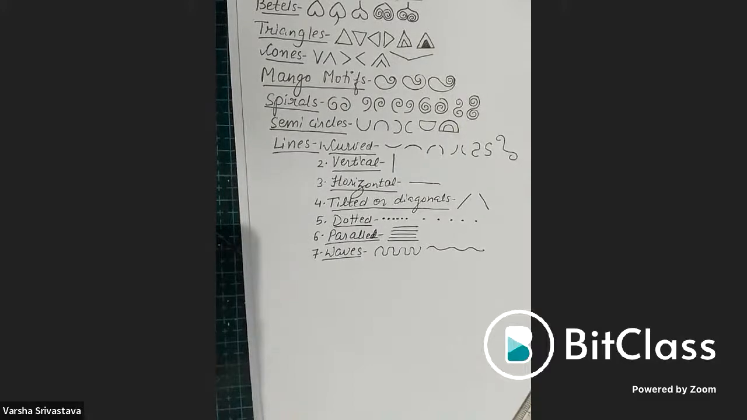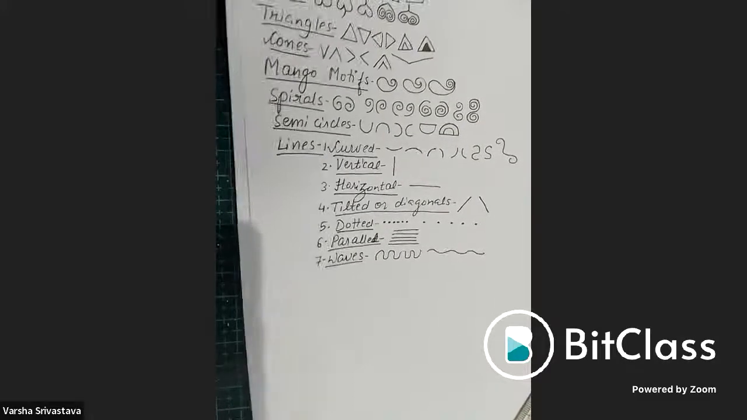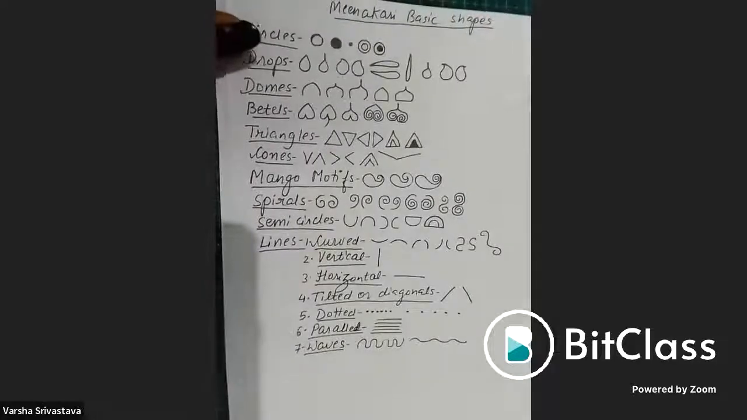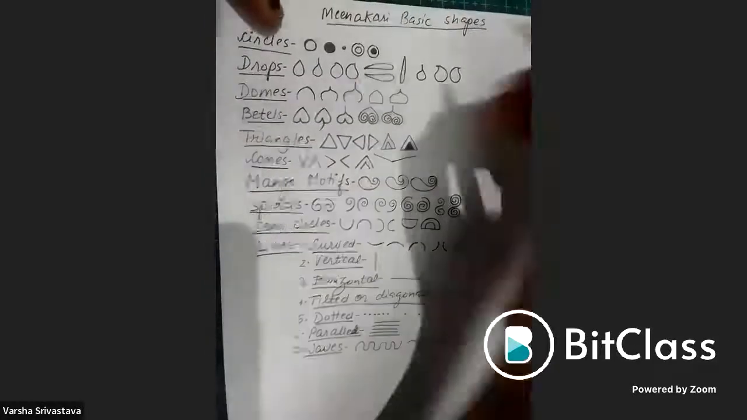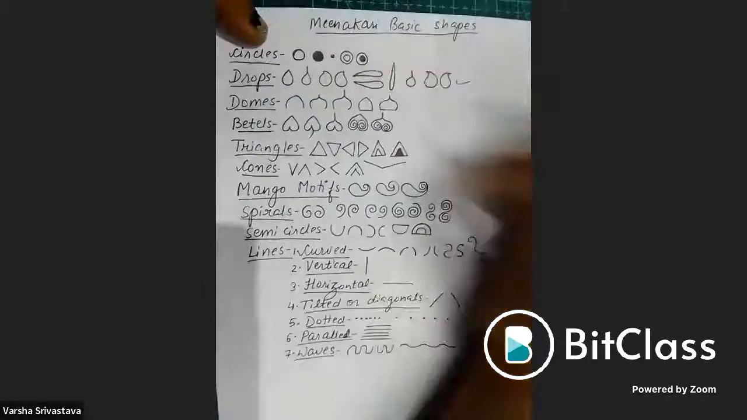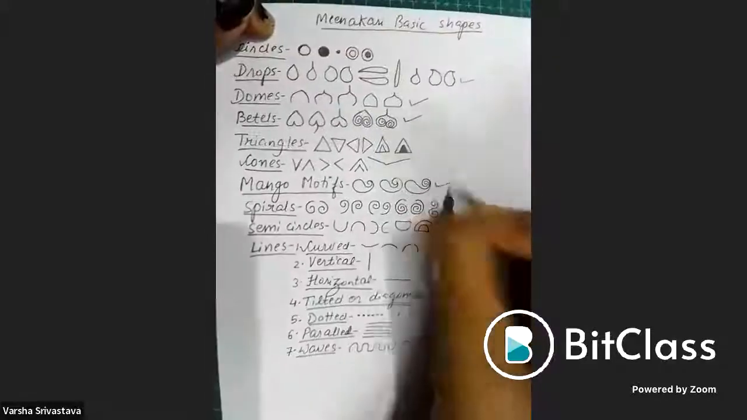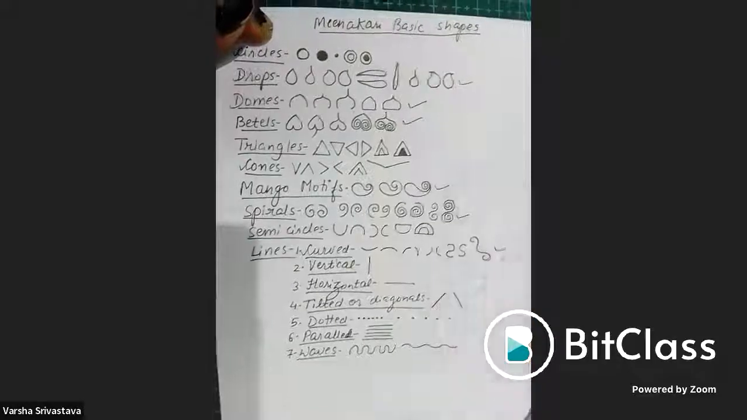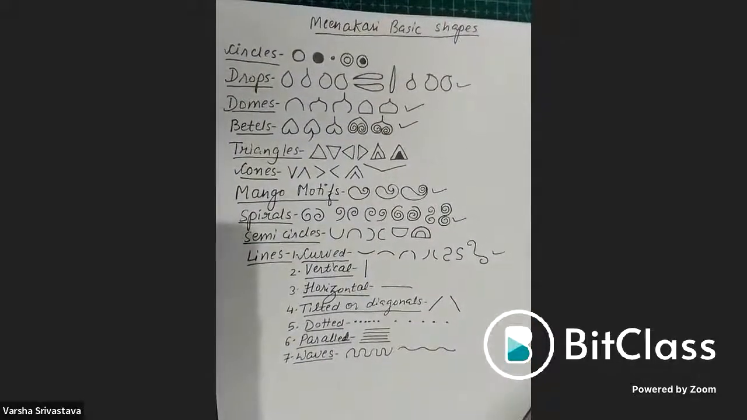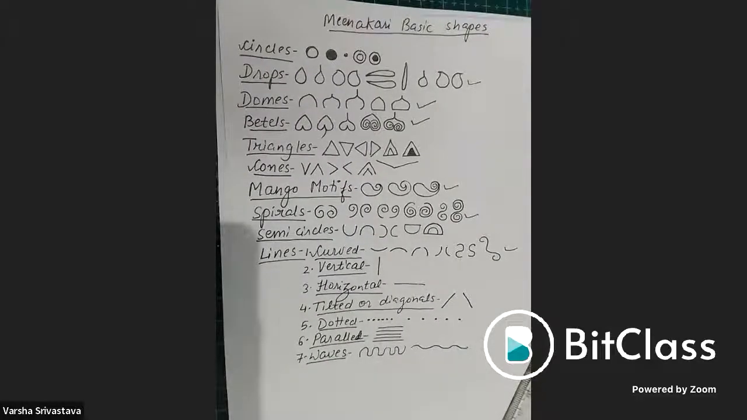All right. So these were about the basic shapes. Now I'm going to tell you what all shapes are extremely important. I'm going to tick mark those. Tick mark along with me. Drops, domes, beetles, mango motifs, spirals, and curves. Repeating it. Drops, domes, beetles, mango motifs, spirals, and curves.